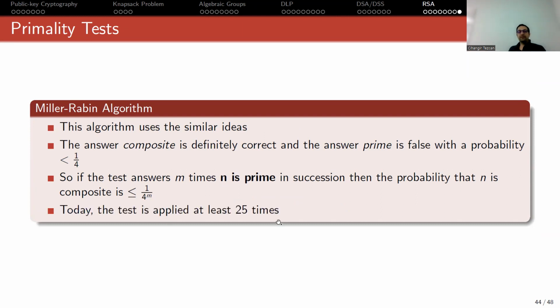So if, for instance, m is 25, this should be 1/2 to the 50, right? So you would have to be very, very unlucky: you repeat this test 25 times, and the test says it is prime all 25 times, but in reality it is composite. This has a probability of 1/2 to the 50, which is a very small probability. Okay? So this is how you check if the odd number you pick is prime or not.